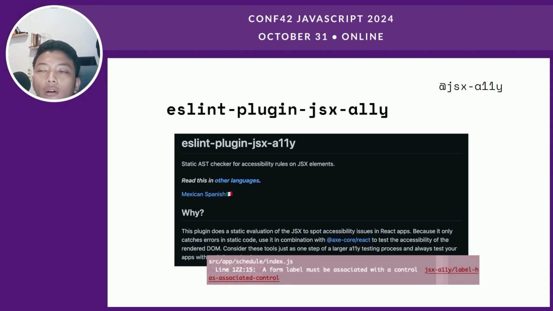Or if you work with React as well, you can use the ESLint plugin jsx-a11y. This is also good. It's the same as the Axe linter, but specifically for JSX format. So if your component uses .jsx, you can use this as well.